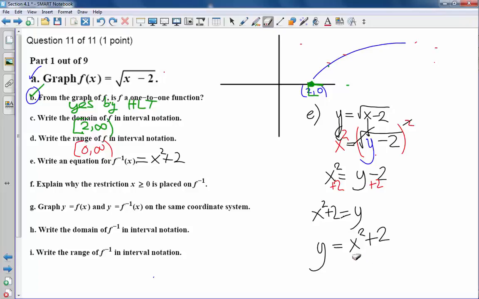Can you guys graph x squared plus 2? X squared is a parabola, U-shaped. Plus 2 is going to move it 2 units up. So 2 units up, a parabola. This is it. That's it. There you go. You got it.